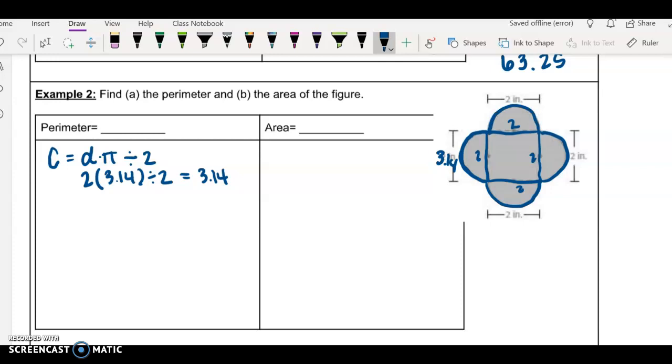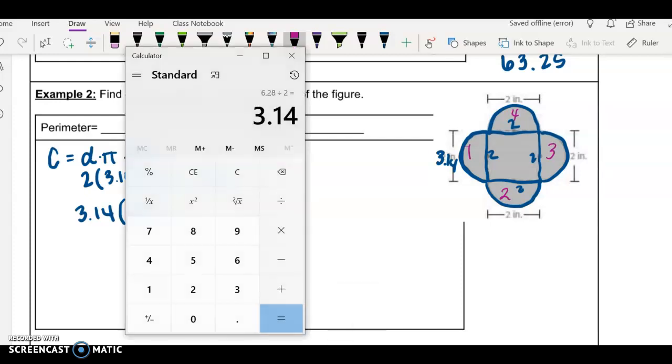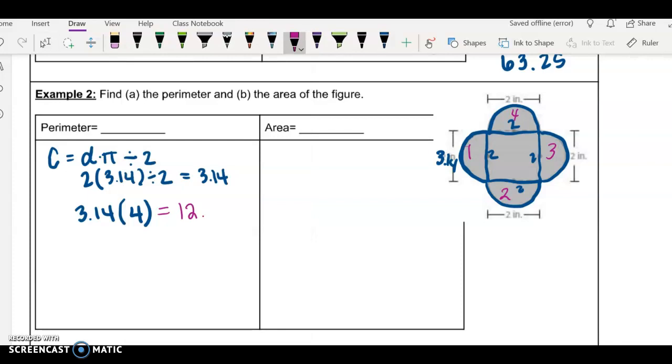So instead of doing this 3 more times, I'm going to take my 3.14, which is my circumference of my semicircle, and I'm going to multiply that by 4 because I have, let's use a different color, 1, 2, 3, 4 semicircles. So now let's do times 4, and I get 12 and 56 hundredths. So my perimeter is 12 and 56 hundredths, and then I'm going to label that in inches because that's what all of my measurements are in.